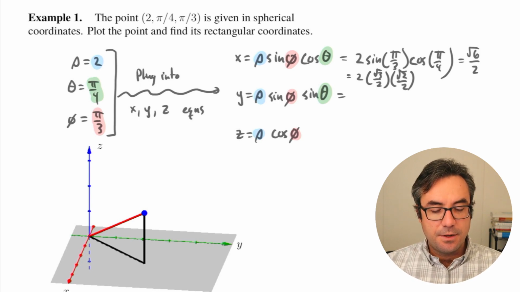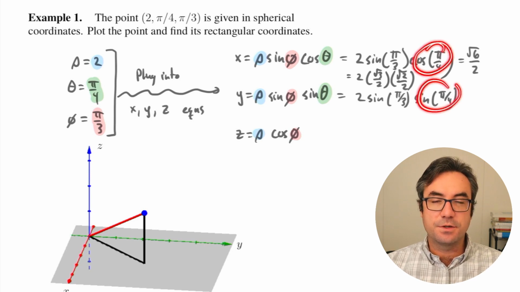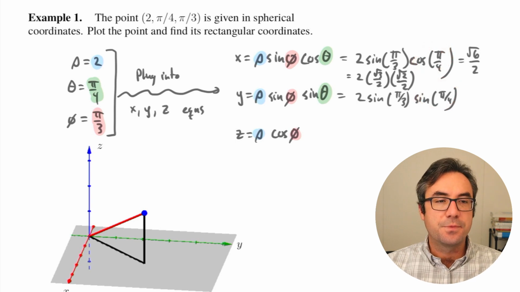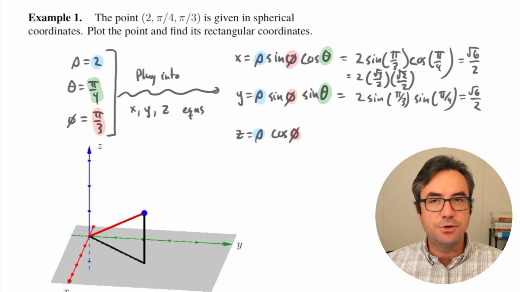Play the same game for our y-coordinate. So plugging in, we get 2 sine of pi over 3 sine of pi over 4. And cosine of pi over 4 and sine of pi over 4 are actually the same value. So we end up with the exact same value here for y. Kind of a nice coincidence. Usually doesn't happen.